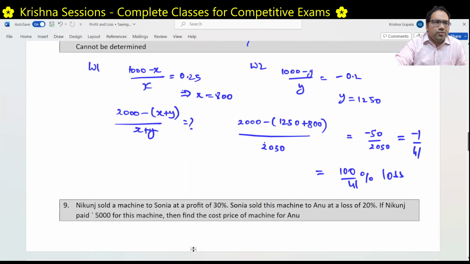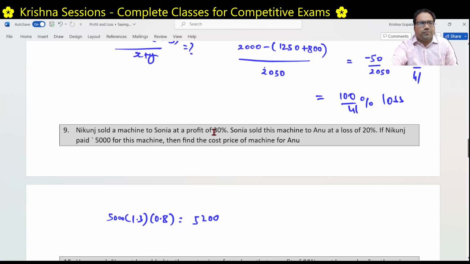Okay. Nikunj sold a machine to Sonia at a profit of 30%. Sonia sold this to Anu at a loss of 20%. If Nikunj paid 5,000 for this machine, find the cost price of Anu. Nikunj bought it at 5,000. What does that mean? He sold it at 30% profit to Sonia, means 1 plus 0.3 into 5,000 is his selling price to Sonia.